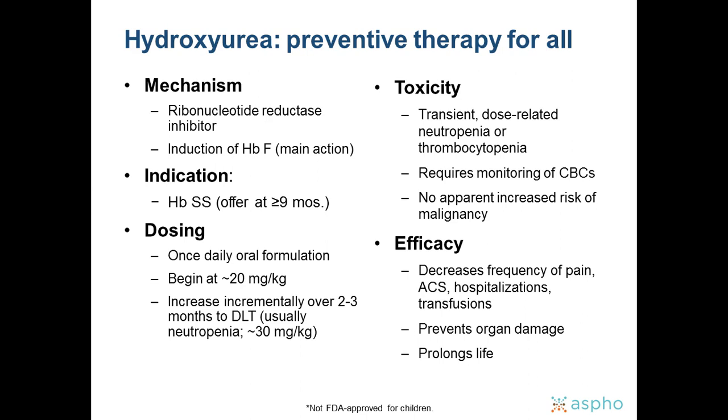And then finally, near the very end here, disease-modifying therapy. This is hydroxyurea. It's preventive therapy for all. I'm just going to mention that the indication is SS disease. The indication is SS disease, at least. You don't have to throw in an X number of episodes of vaso-occlusive crisis or what have you.